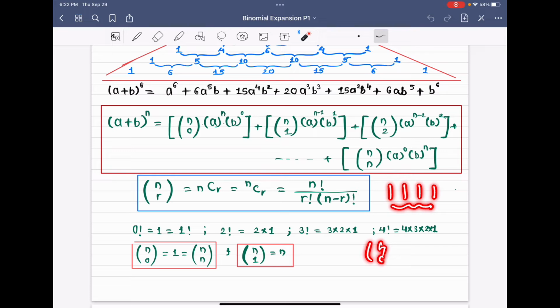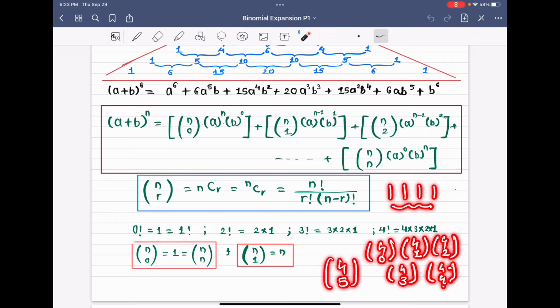That is 4C0. Or you can choose 4C1. Or 4C2. Or 4C3. Or 4C4. You cannot choose more than what you have, so 4C5 won't happen, that is the wrong thing. And you cannot choose a negative number of pens or objects, so it cannot be 4C negative 1 or 4C negative 2.